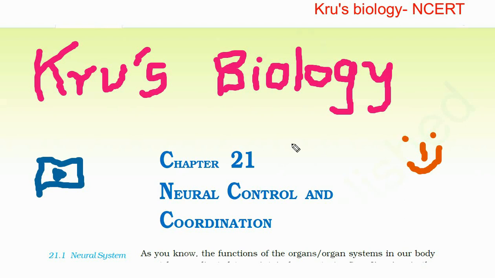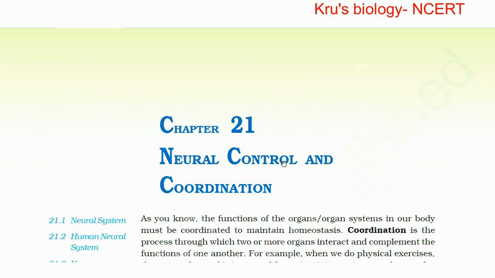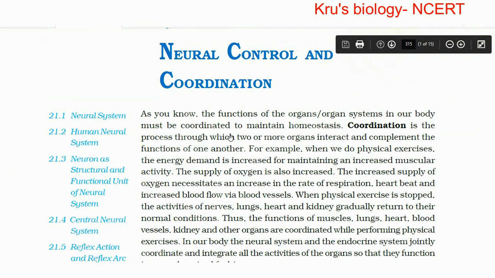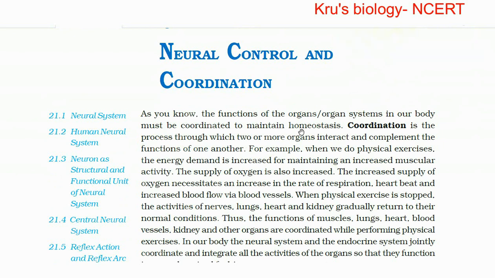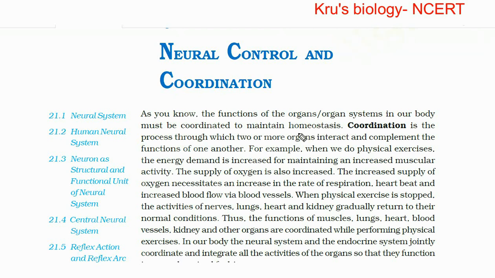So let's start this chapter. First one, that is neural control and coordination. What do you mean by neural control and coordination? As you all know, the function of organs and organ systems in our body must be coordinated to maintain homeostasis. It means that regulation of body temperature and regulation of salt concentration are maintained by homeostasis. These systems in our body must be coordinated to each other. Different systems are coordinated to each other to maintain homeostasis.